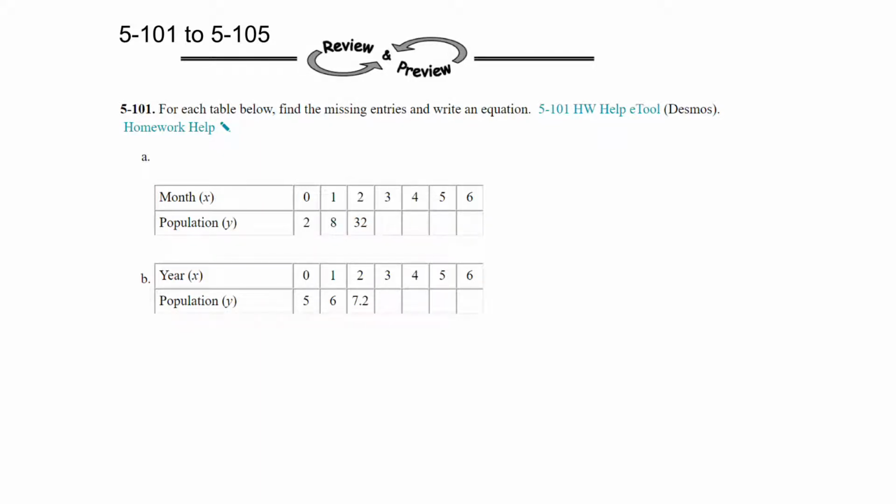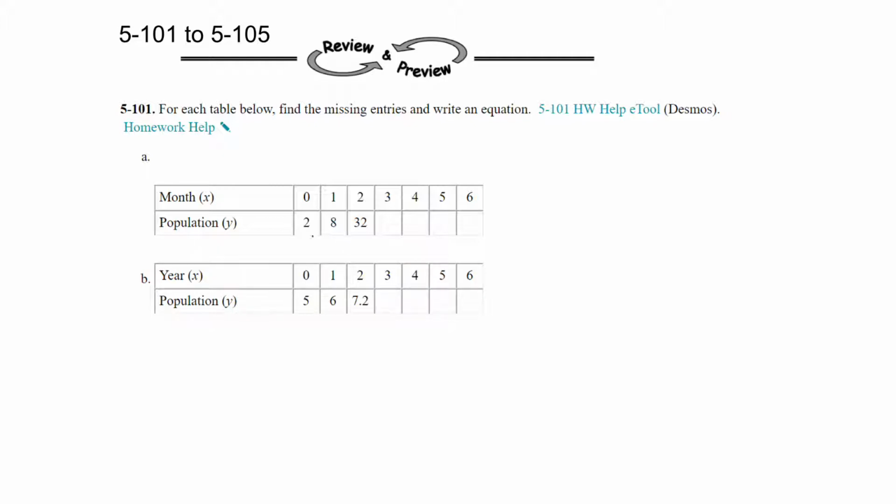Welcome to Chapter 5, questions 101 to 105. Question 101. For each table below, find the missing entries and write an equation. So it's given us on Part A, the month and the population, and we got to figure out what the pattern is so that we can find the missing entries and then write the equation as well.